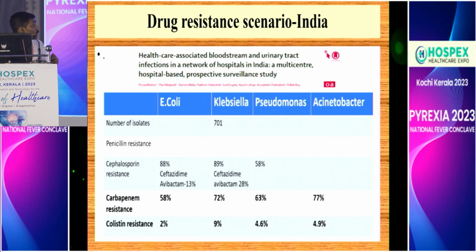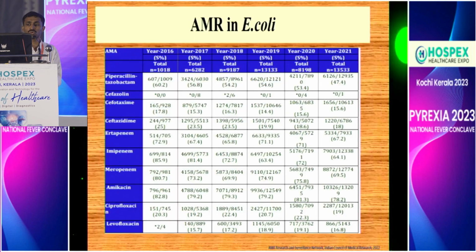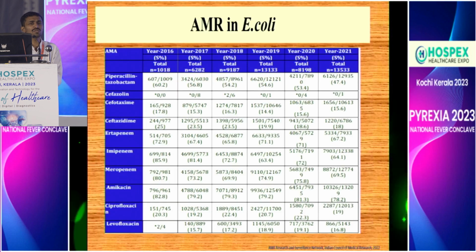If you go to the Indian scenario, the scenario is worse, I would say. In E. coli, this is from the ICU strains mostly, carbapenem resistance was 58%, Klebsiella resistance 72% in various studies. We have the ICMR data also. In ICMR data, this data is from all over India, and the data remains almost similar, I would say. So you take E. coli.